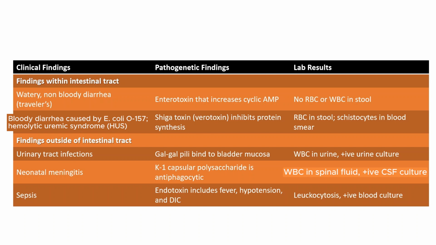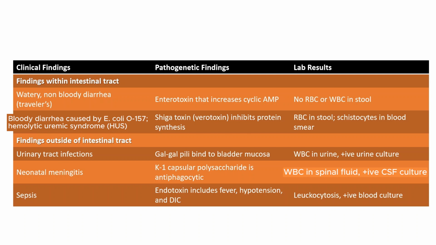Findings outside of the intestinal tract. The urinary tract infections. The pathogenic finding behind it is the P pili that bind to bladder mucosa. White blood cells are found and there's a positive urine culture. Neonatal meningitis. The pathogenic finding behind it is the K1 capsular polysaccharide that is antiphagocytic. White blood cells are found in spinal fluid and there's a positive CSF culture.